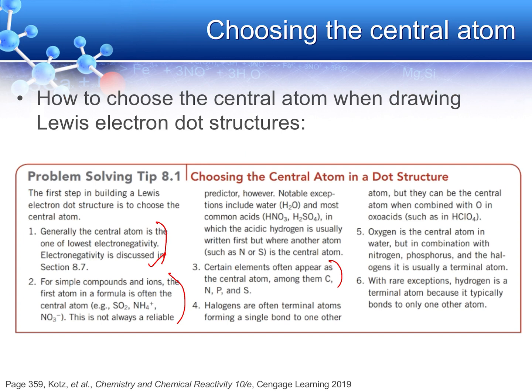Halogens are often, not always, but they're often terminal atoms forming a single bond, but they can be the central atom. In fact, we just drew the chlorate where we saw that chlorine was the central atom. Oxygen is the central atom in water, but in combination with these other elements, nitrogen, phosphorus, and halogen is usually a terminal atom. And with rare exceptions, hydrogen is a terminal atom because it bonds to only one other atom. In fact, I won't give you any examples where we have these rare exceptions. So hydrogen will be a terminal atom and it bonds to only one other atom.